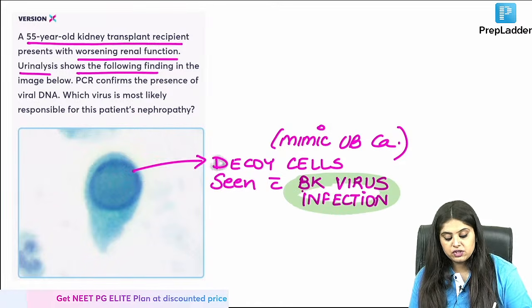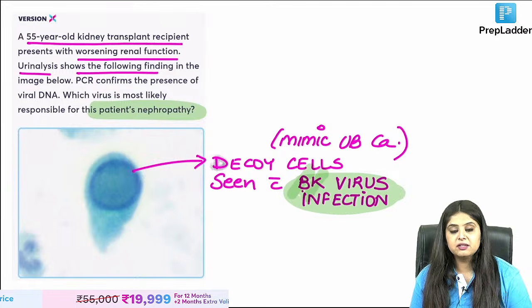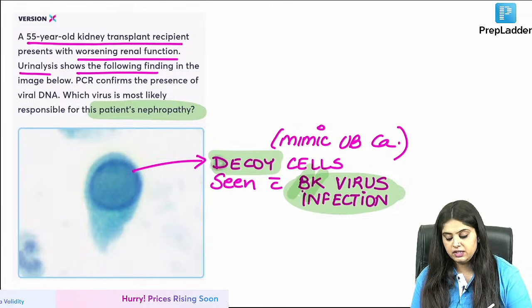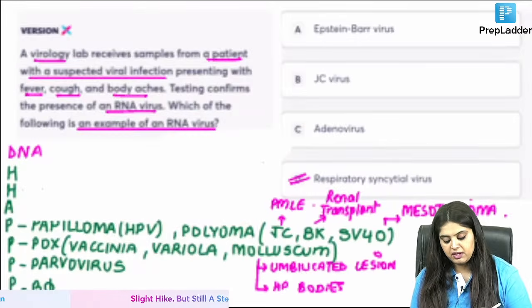Which viral infection are they seen with? This is known as BK virus. So bad kidney, meaning it will cause infection in a kidney transplant. What is the name of the cell that it causes in the urine? It is known as the decoy cell. Very good. All of you have already written it. So we have studied this too.